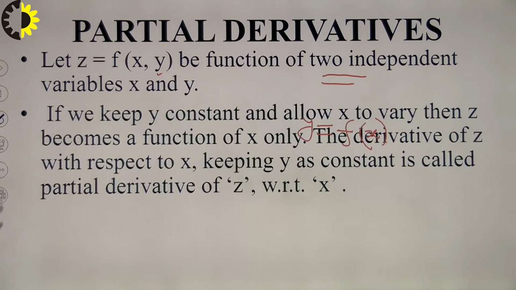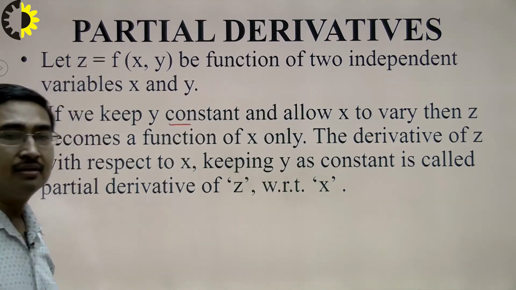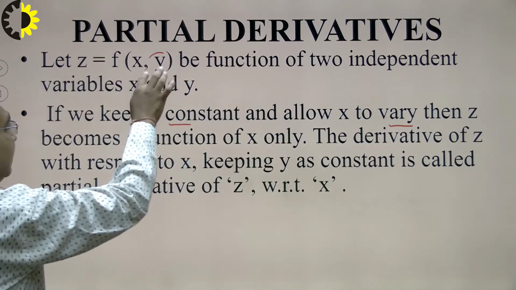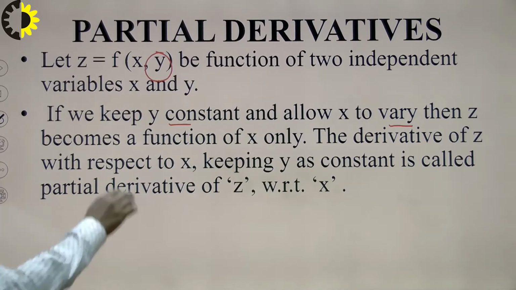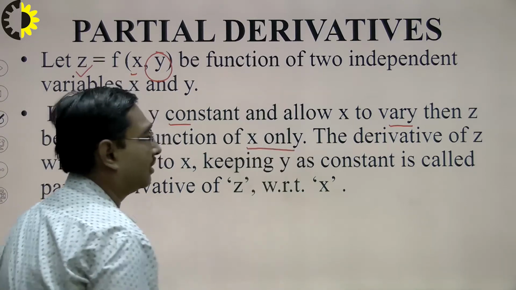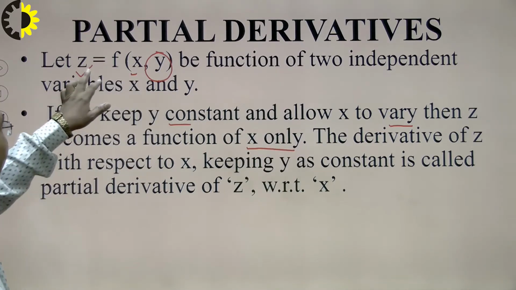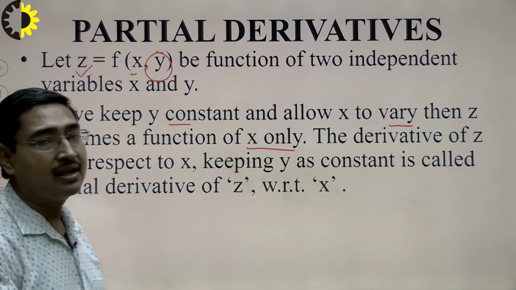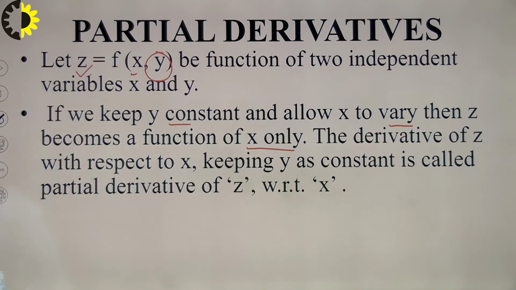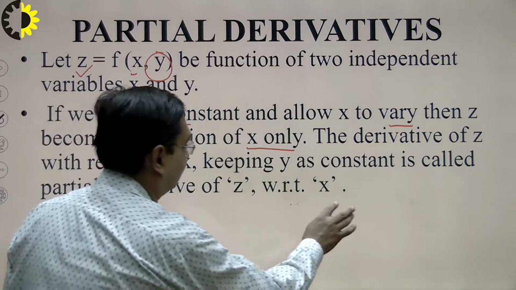Then if we keep y constant and allow x to vary, then in that case y will remain constant while x will be variable. So in this sense, z can be treated as a function of the single variable x. If I calculate the derivative of z with respect to x, treating y as constant, then this is called the partial derivative of z with respect to x.